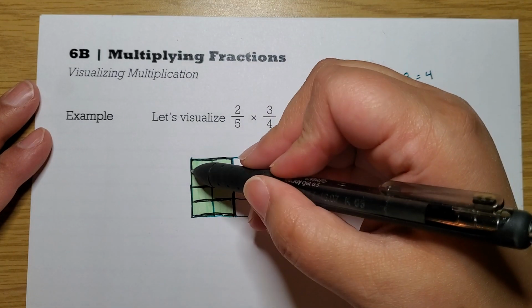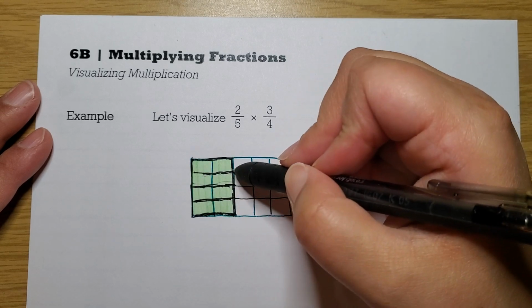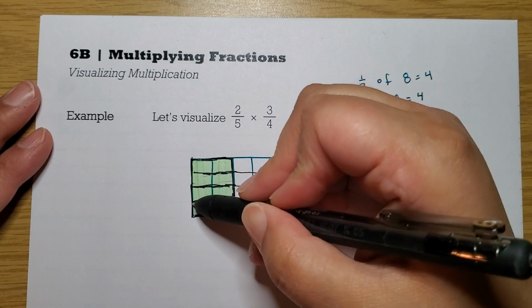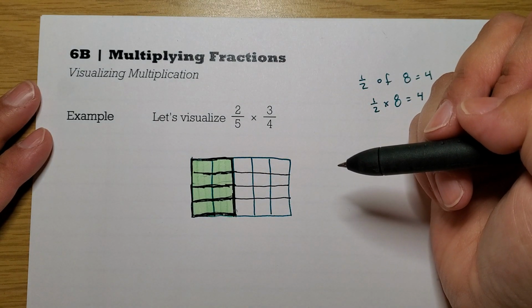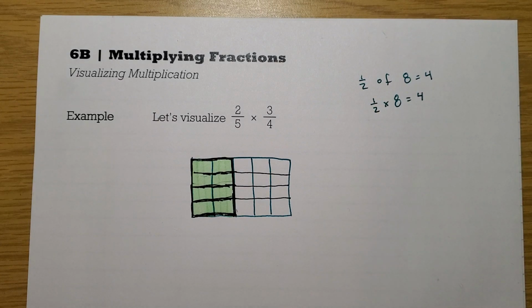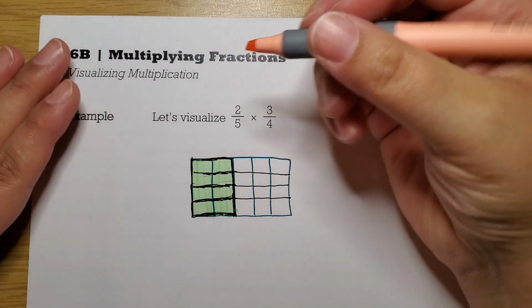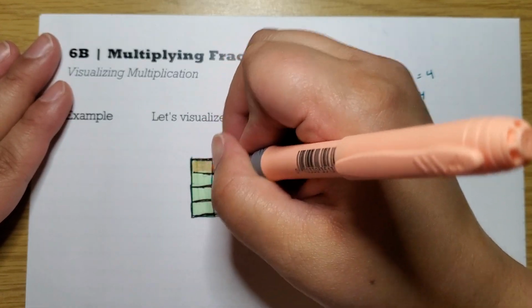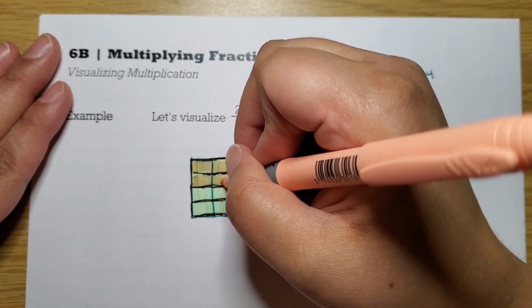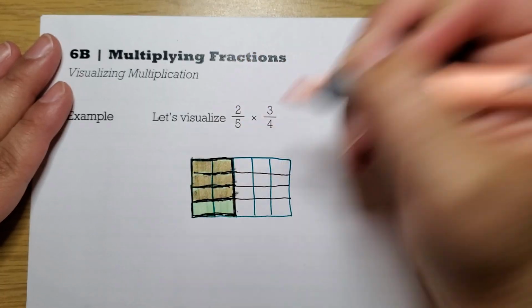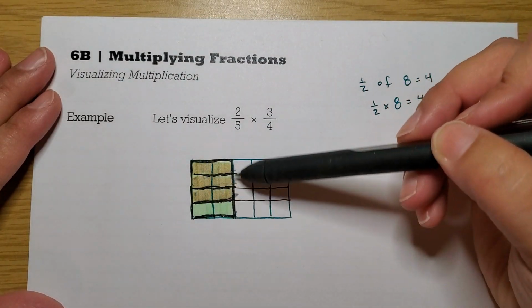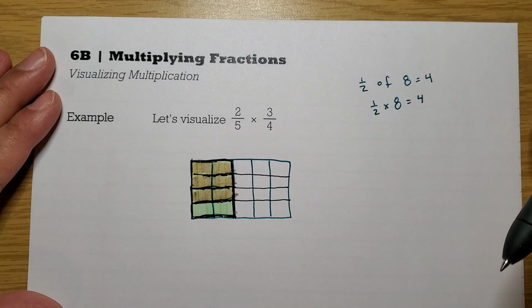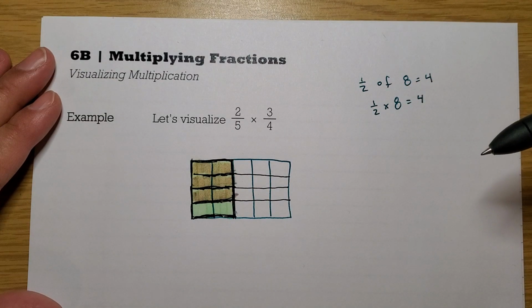I've broken this up into 1, 2, 3, 4 rectangles, and we want 3 of those rectangles. So I'm going to color in, in this orangey color, 3 of those rectangles we just made. That's 1, 2, 3 of those rectangles. So 3/4 of 2/5 is going to be these little greenish orangey sections here.